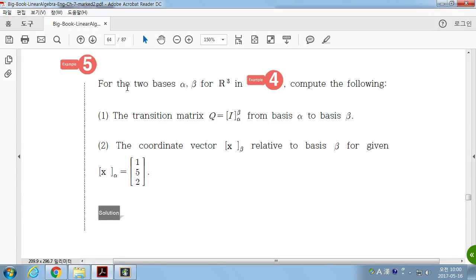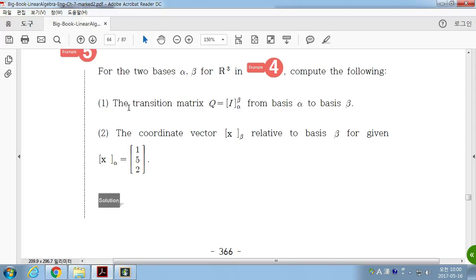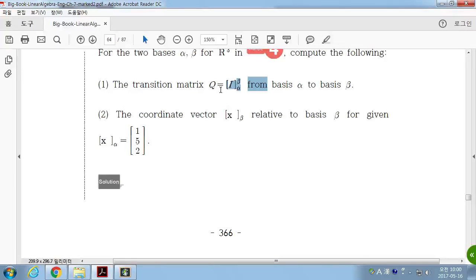Okay. Next, example 5. For the two bases alpha and beta for R3 in example 4, compute the following. The transition matrix Q. So what is this Q? The transition matrix from alpha to beta. That's the P inverse, isn't it? Since you know P, all you have to do is find the P inverse. And the coordinate vector x beta relative to the basis beta, for the given x alpha. Since you have this and you have P, you can easily find this, isn't it? 세 개 중에서 두 개 알면 하나는 얼마든지 구할 수 있는 거 아니야?